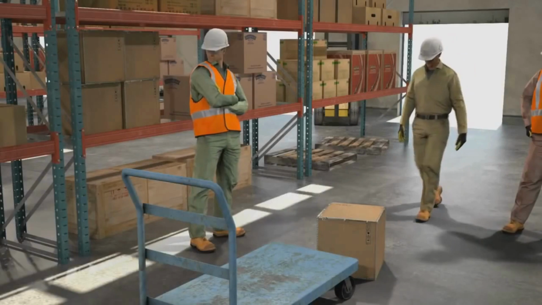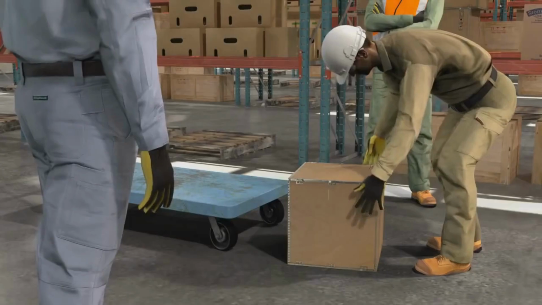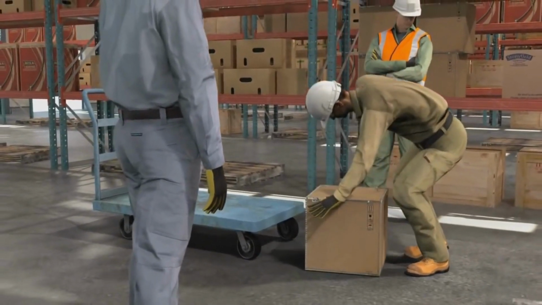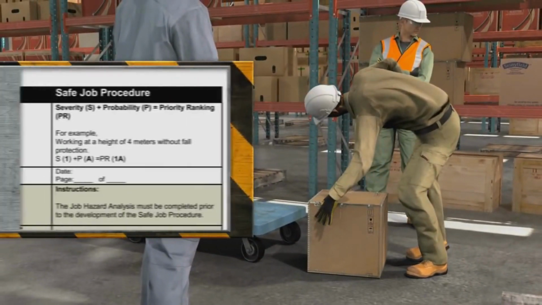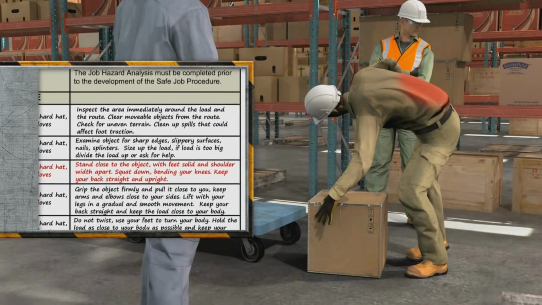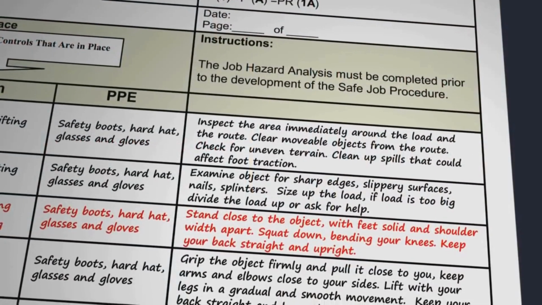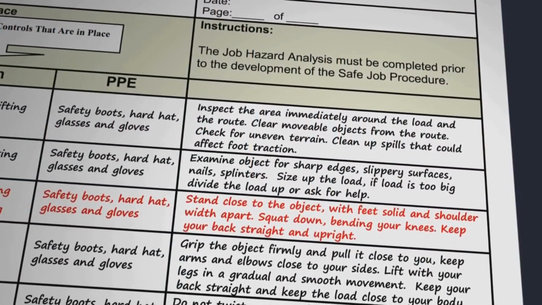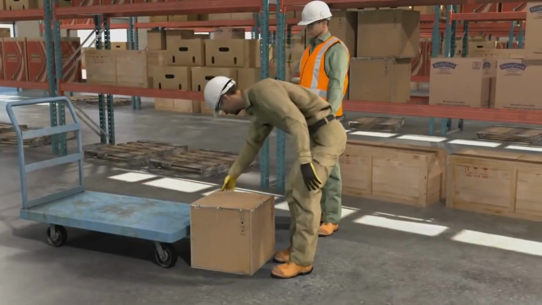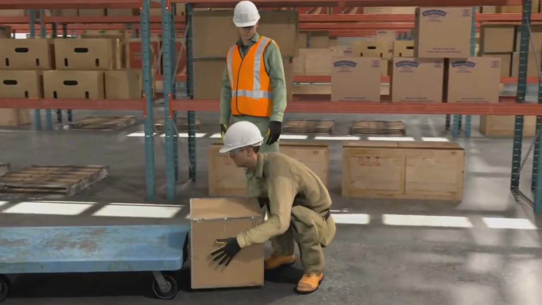A JHA is not only useful to communicate the hazards of a job, but also form the basis for safe work practices and safe job procedures. It also provides step-by-step training for new employees being taught how to do the job. Or, if an injury or illness occurs, a JHA can provide a starting point for any investigation and remind employees of safe operating procedures. It is important to continually monitor tasks and confirm that control methods are implemented and effective.